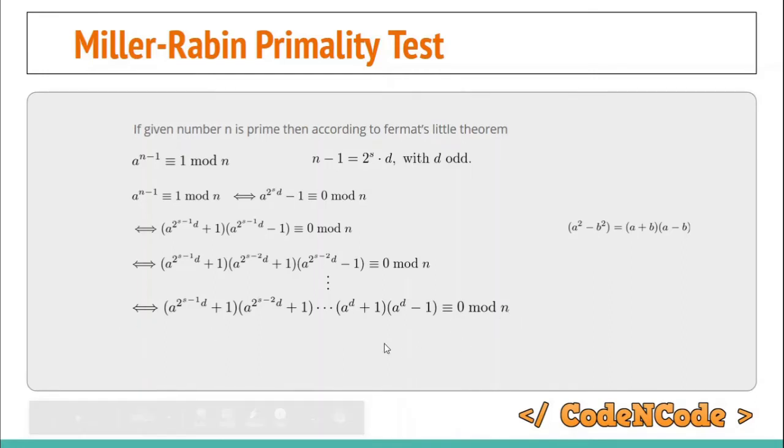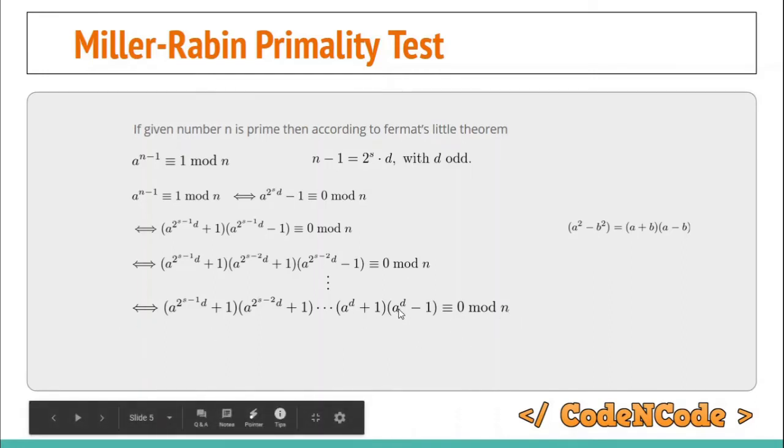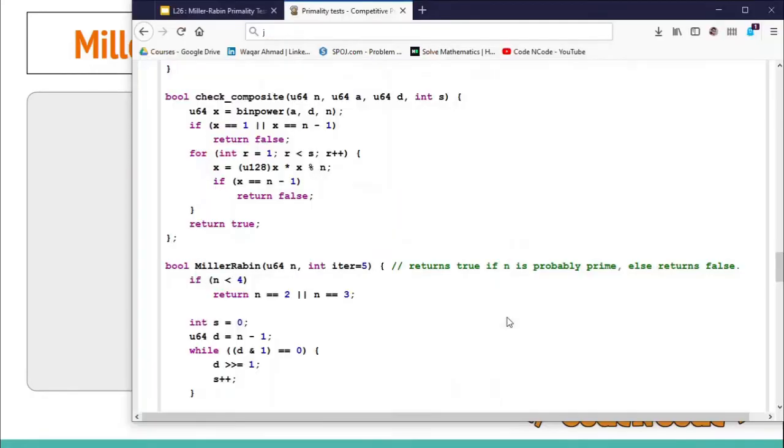How would you check that? First of all, you calculate a raised to power d and see whether a raised to power d minus 1 modulo n is 0 or not. So here it is tested. We have calculated it using bin power, which is basically binary exponentiation, which can calculate a raised to power d in log d time. So we have calculated a raised to power d modulo n, which is x. It is either 1 or n minus 1.